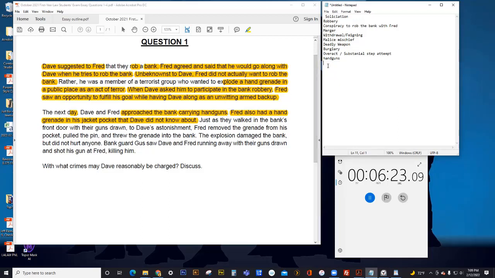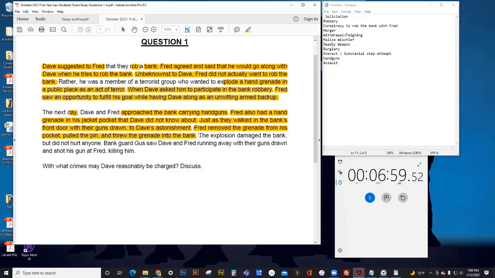All right, so if you're walking in some place with your guns drawn, you want to scare people, you want to make them feel threatened. So that's going to be an assault. Just as they walked in the bank, to Dave's astonishment. So again, Dave did not know. He was not aware. He is going to withdraw from that conspiracy. Fred removed the grenade from his pocket, pulled the pin, and threw the grenade into the bank. So that's all the actus reus of that whole bank being blown up with the malicious mischief.